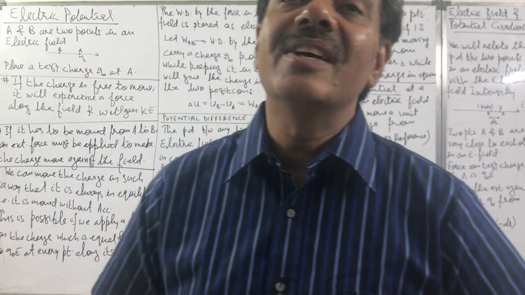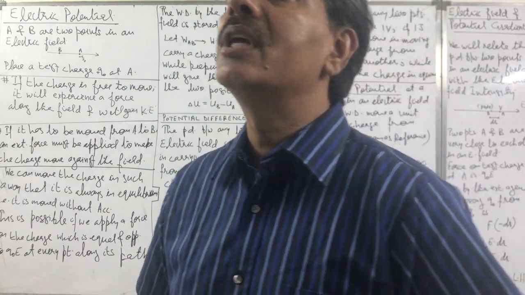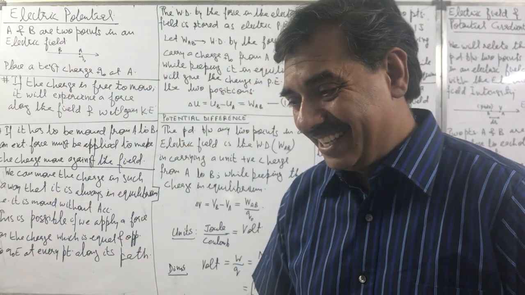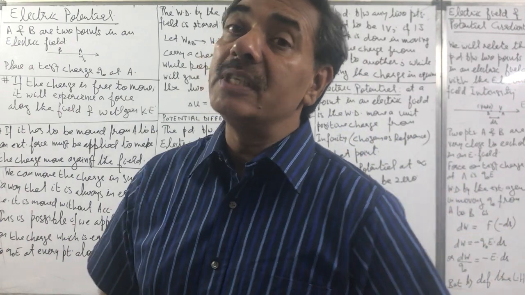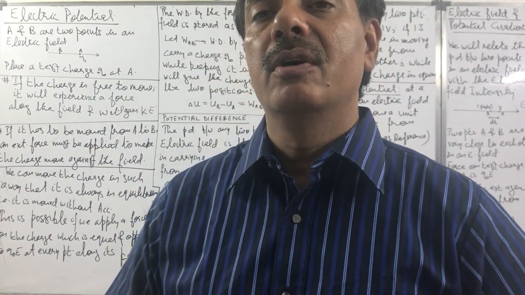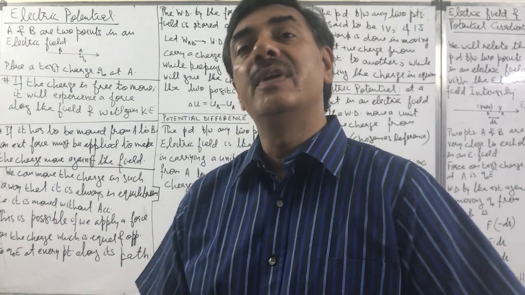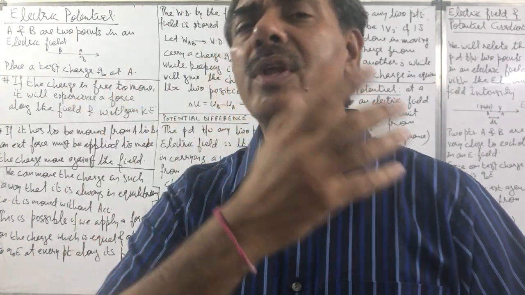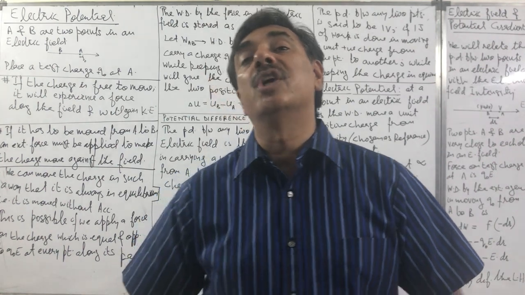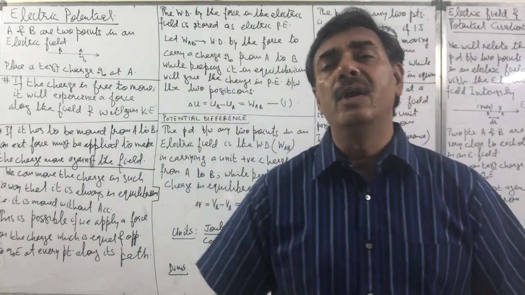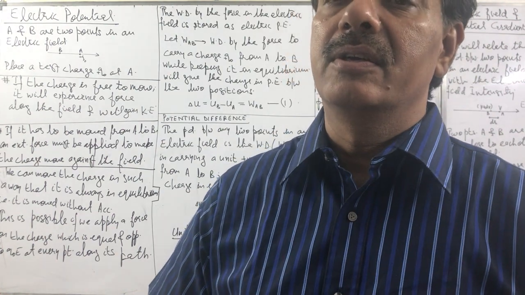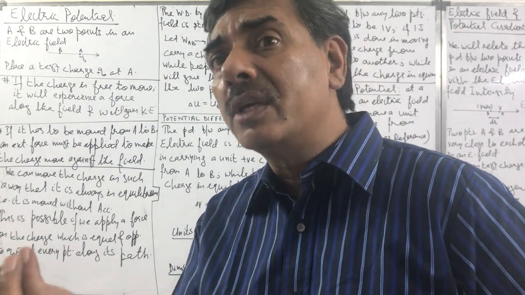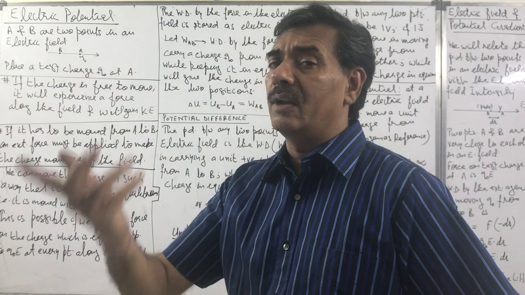The gravitational potential at a point is the gravitational potential difference between infinity and that point. Similarly, there is no such thing as electric potential. It is actually potential energy. The potential energy ka difference for a unit charge will be called potential difference. So we will start with potential energy of a charge in an electric field, or potential energy ka difference between any two points in an electric field, for a test charge Q naught.